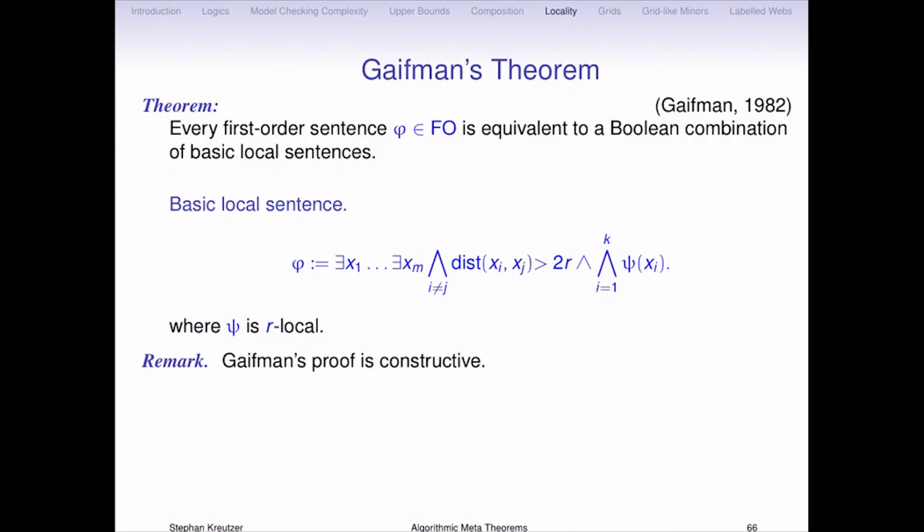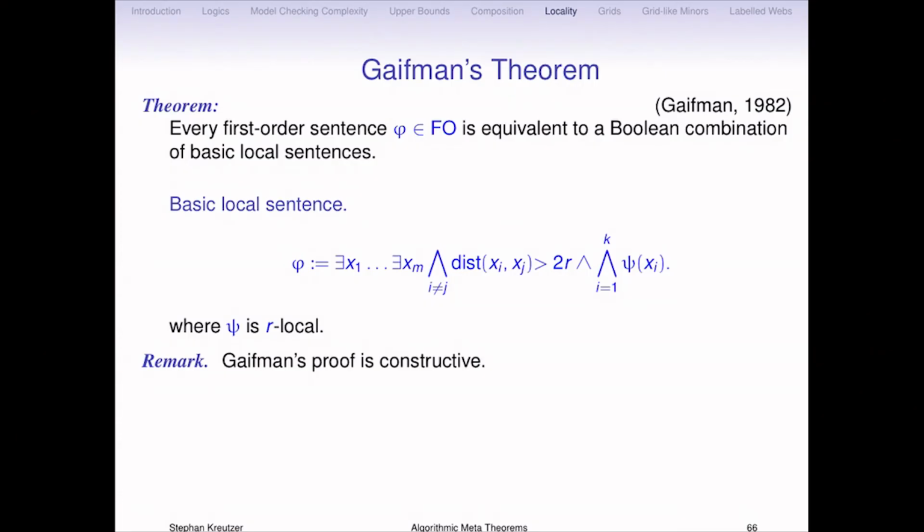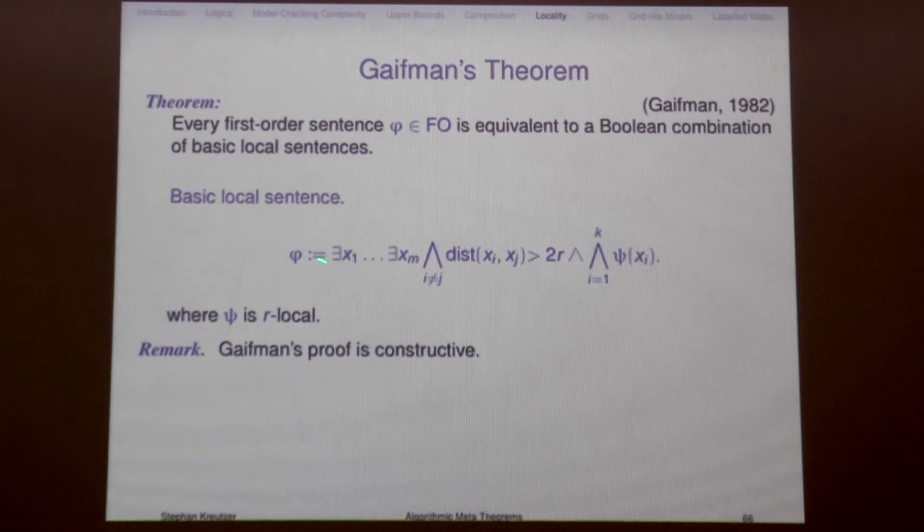So why do I care about local sentences? Because of this theorem, which is Gaifman's theorem. This theorem just says every first order sentence is equivalent to a Boolean combination of these things. These things are called basic local sentences, and they have the following syntactical form. You say there are m vertices, x1 to xm. Pairwise, the distance is bigger than 2r for some fixed radius r. But each of them satisfies an r local formula psi.